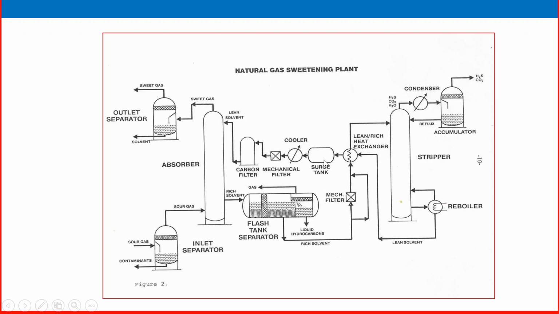Then there is a surge tank for maintaining the level. Again, it is cooling. Then there are two types of filtration, because amine contamination can affect the performance of the absorption. So that's why there are two types of filtration systems.